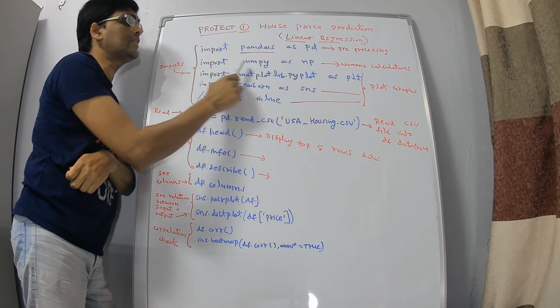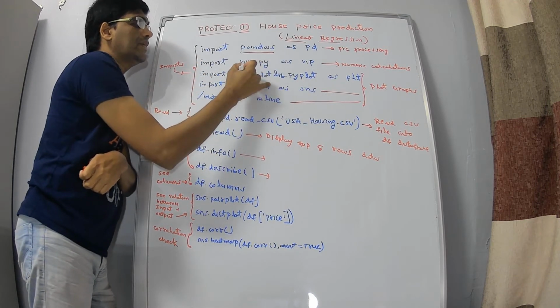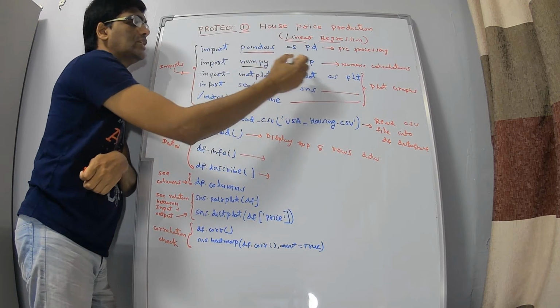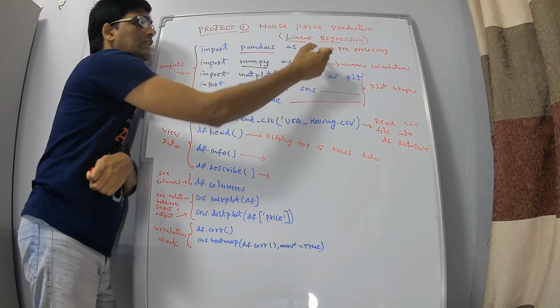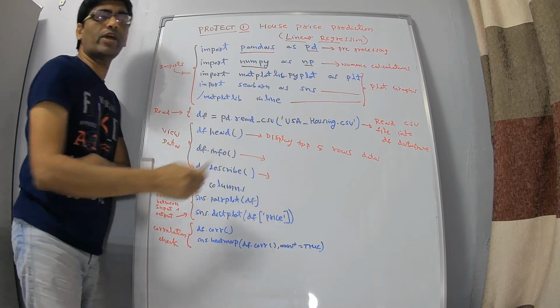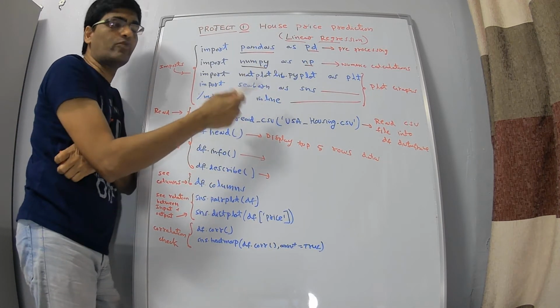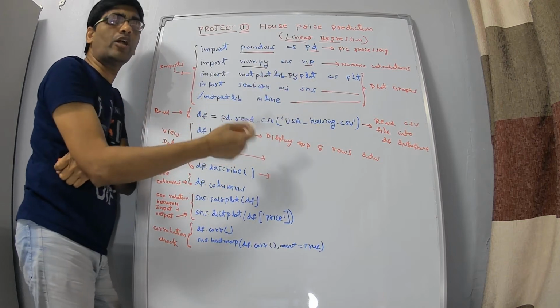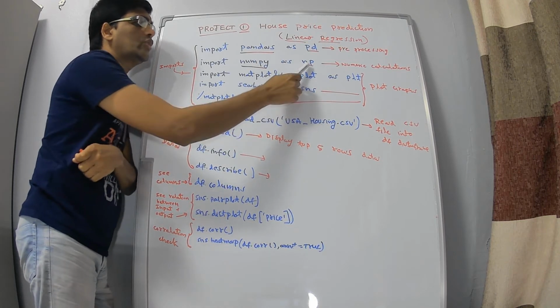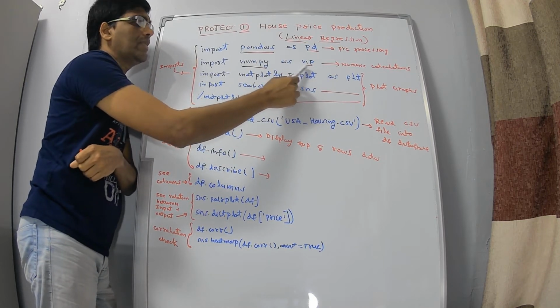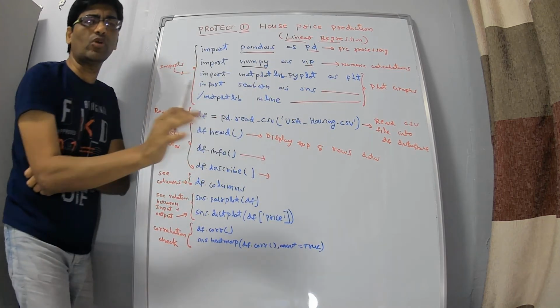The next library is import numpy as np. Here again np is a shortcut, just as pd is the shortcut for pandas. Wherever we call numpy dot, we can simply say np dot and the method name. It is much easier to say np instead of numpy every time. That is the only reason, friends.